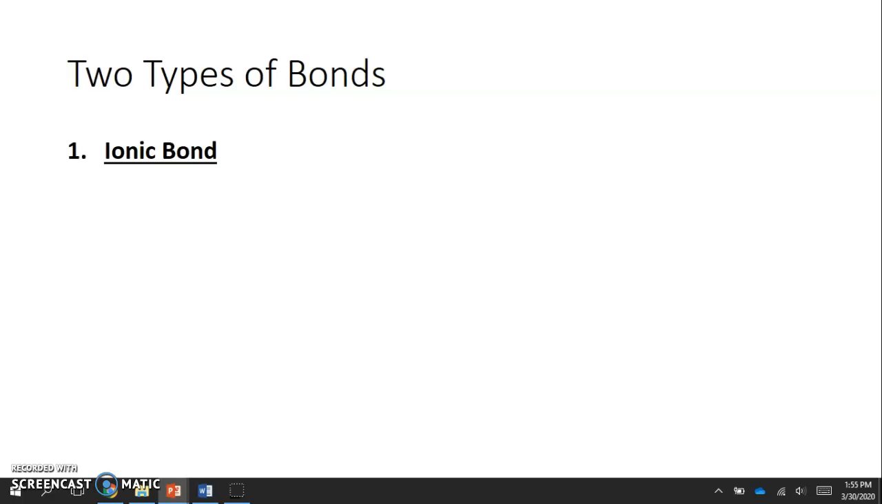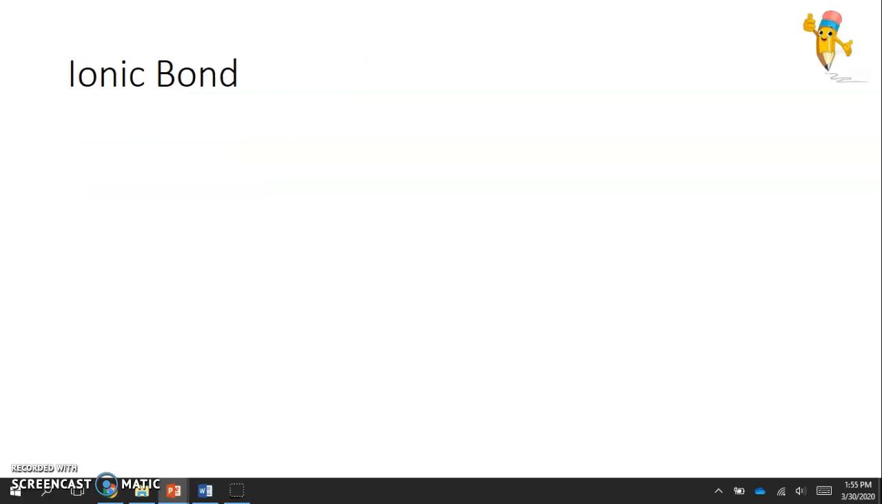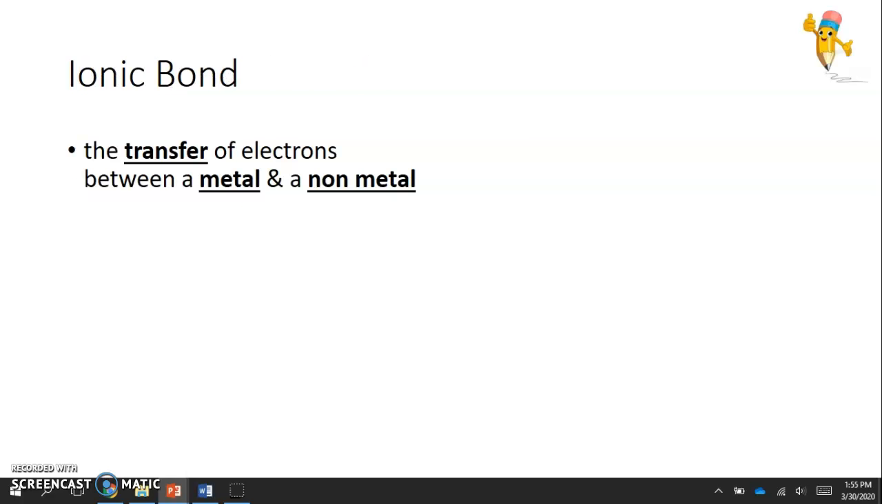The first is the ionic bond, and the second is the covalent bond. Today, we are only focusing on ionic bonds. Everything that we talk about today will be in reference to ionic bonding. So what is an ionic bond? An ionic bond is the transfer of electrons between a metal and a non-metal. Okay, so stop and let that sink into your brain for a minute. Ionic bonds occur between metals and non-metals.